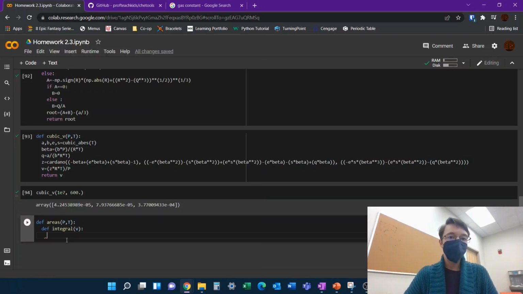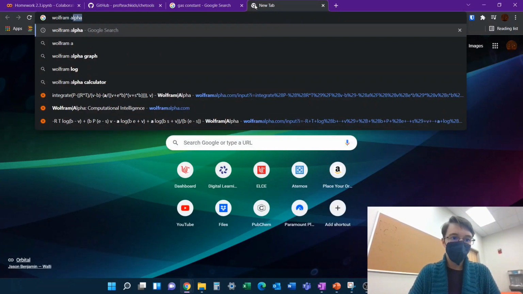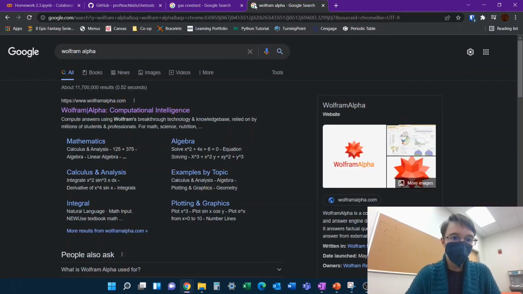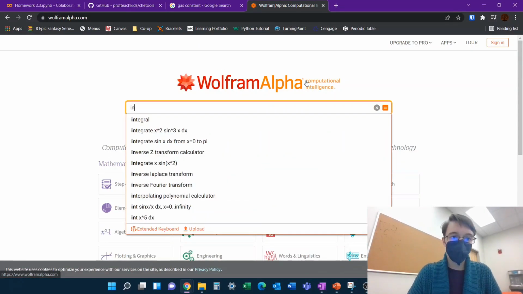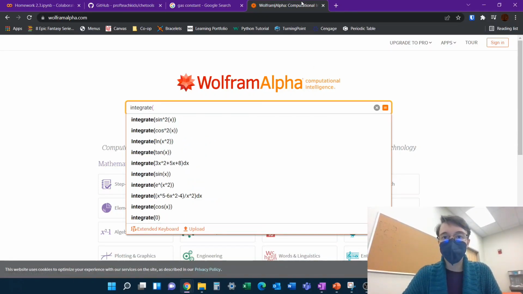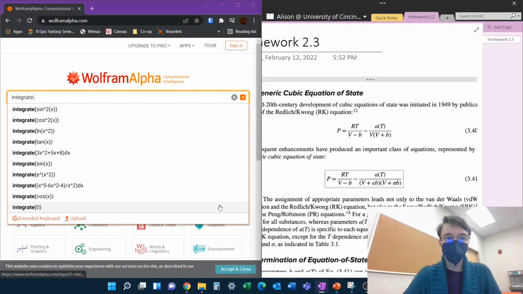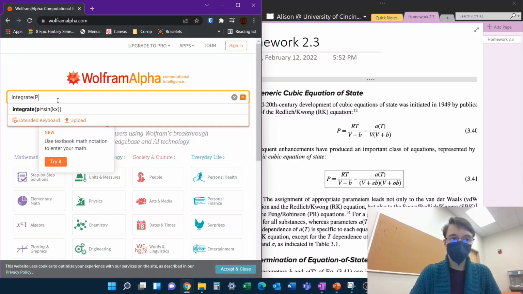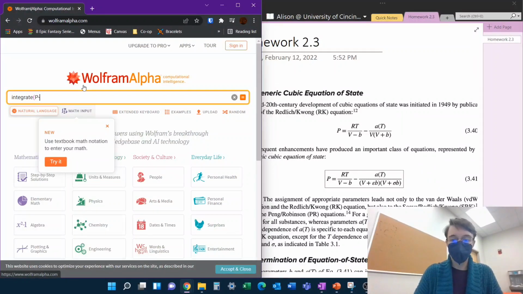So we're going to use Wolfram Alpha to calculate our integral. If you go to Wolfram Alpha, we can type integrate. Alright, so then we want to integrate the pressure minus this calculated pressure right here. So we'll type that in.